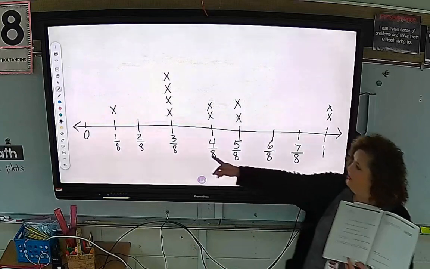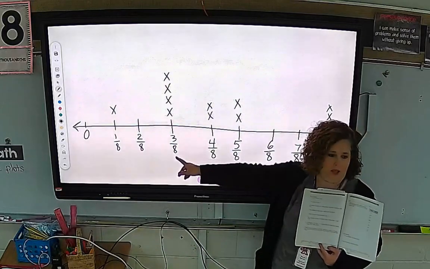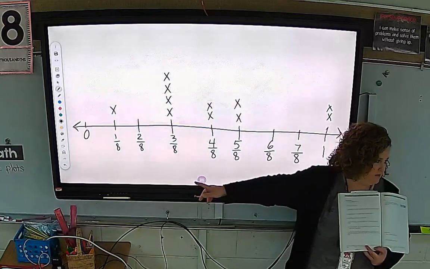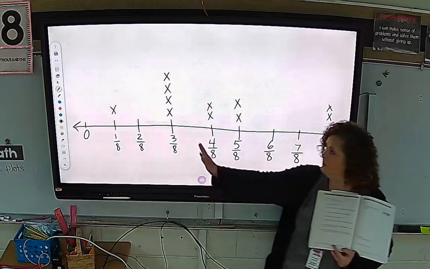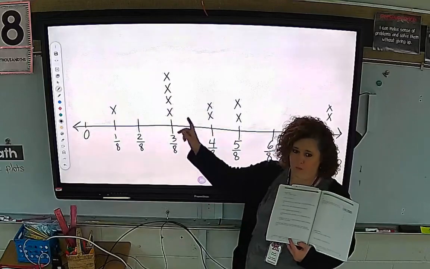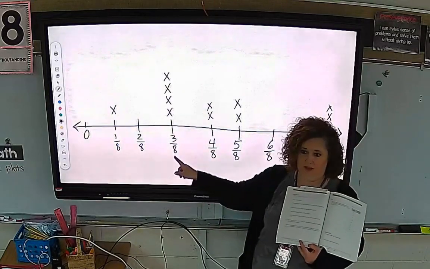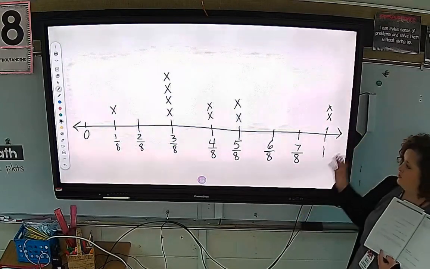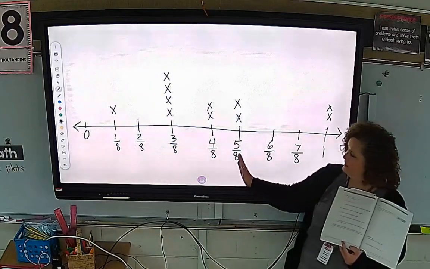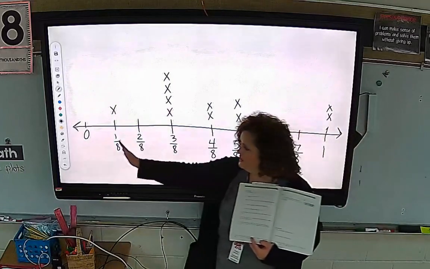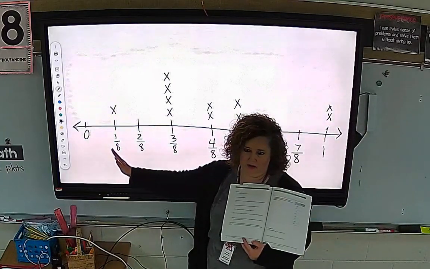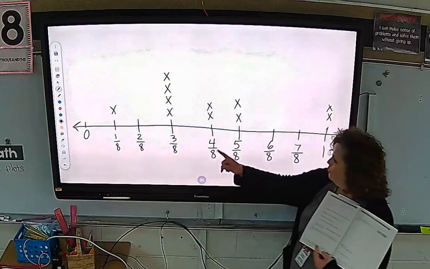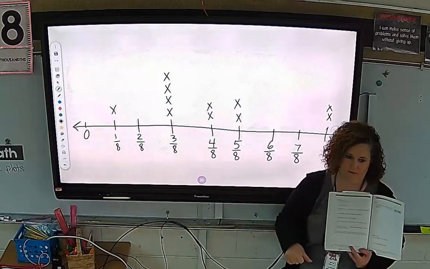If they asked you how much pizza was eaten by the people that ate 3/8 of their pizza? You know, how much is all of this? Well, I would do 4 times 3/8 because we got 3/8 four times, don't we? You see that? How much more pizza did this person eat than this person? What are we going to do there? We're going to subtract. We're going to subtract 1/8 from 5/8.